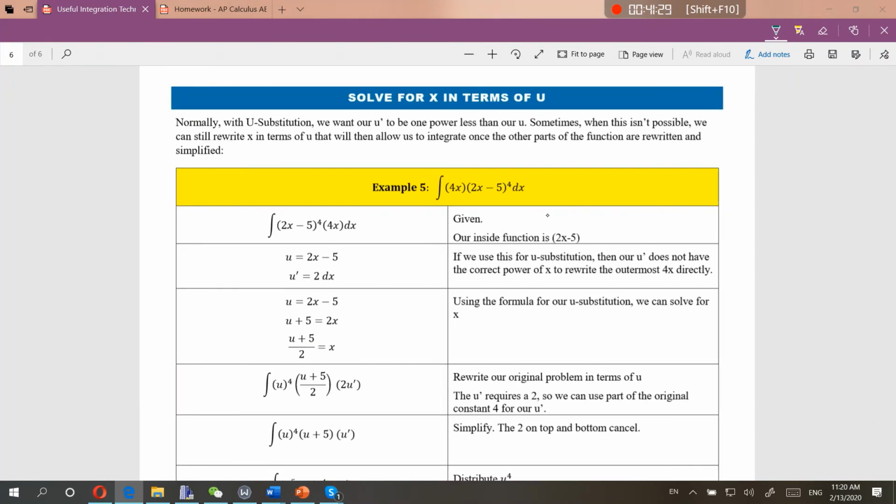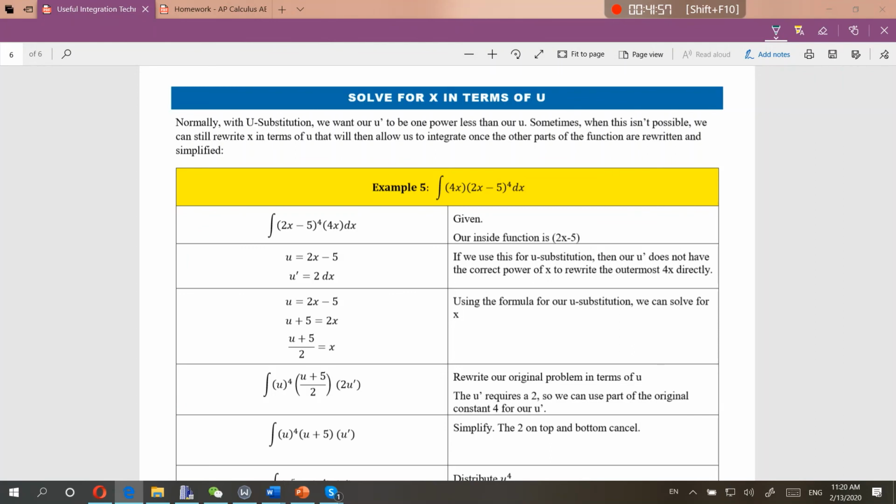Last one is solving for x in terms of u. Now, normally with u substitution, we would want our derivative of u, our u prime, to be 1 power less than what we started with. There are exceptions, such as the arc trig integrals that we saw earlier, so arc sine, arc secant, arc tangent, where our derivative of u ends up being 1 less than half the power of our original u.